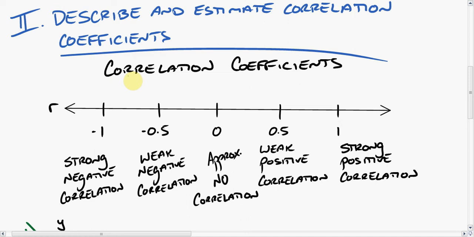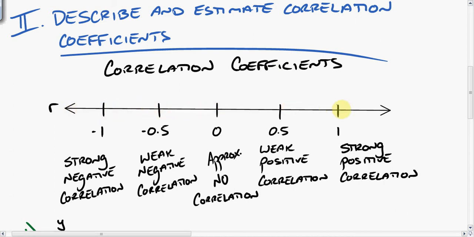This is section 2.6, part 2, where we are going to describe and estimate correlation coefficients. So we're going to take our knowledge of correlation. We know that there's positive correlation, negative correlation, and approximately no correlation. And we are going to take it one step further and apply a number to each correlation. And that number is represented by our correlation coefficient.